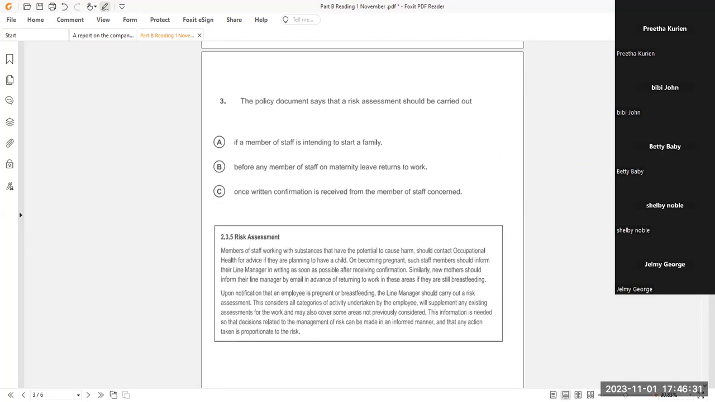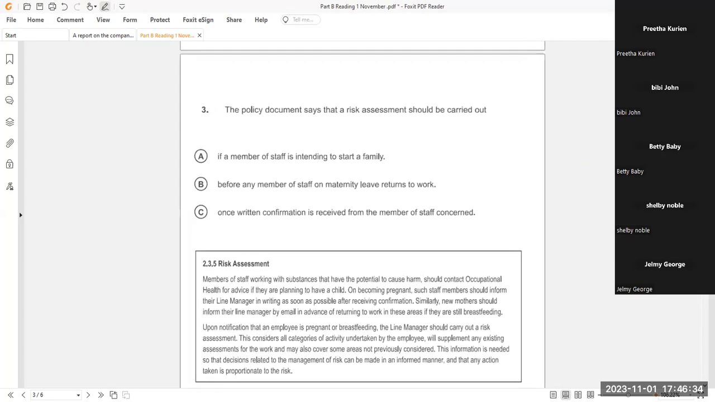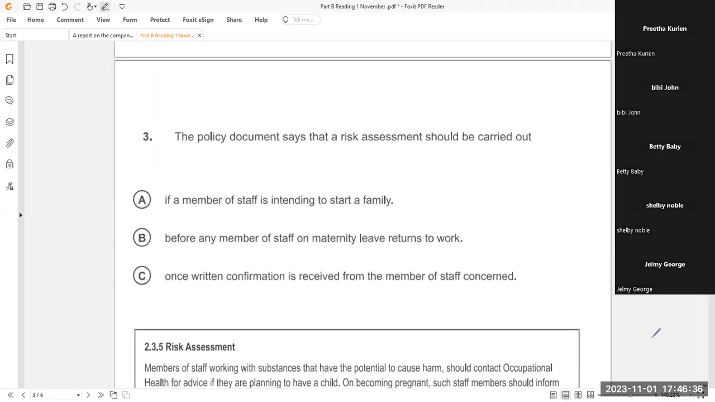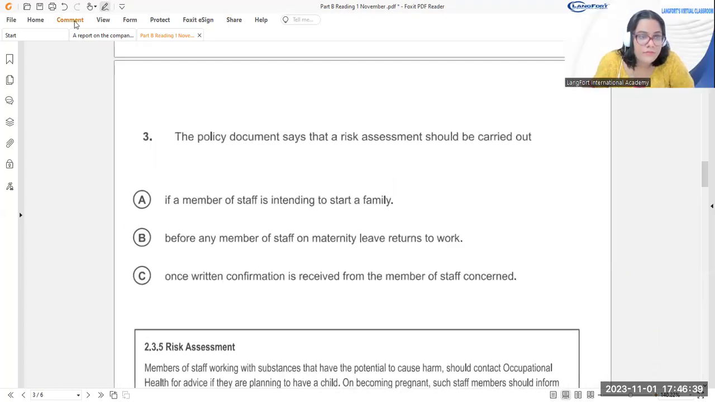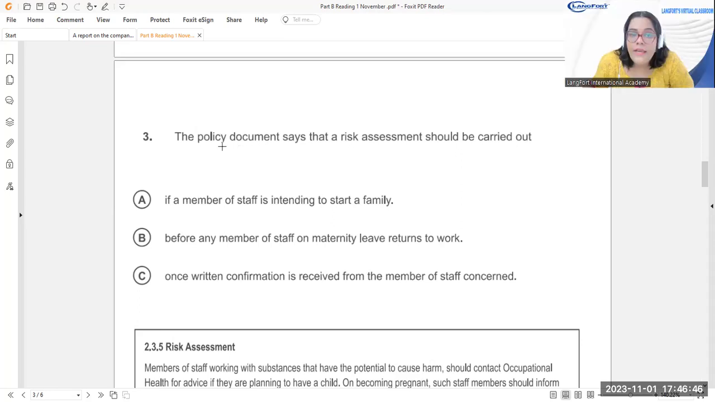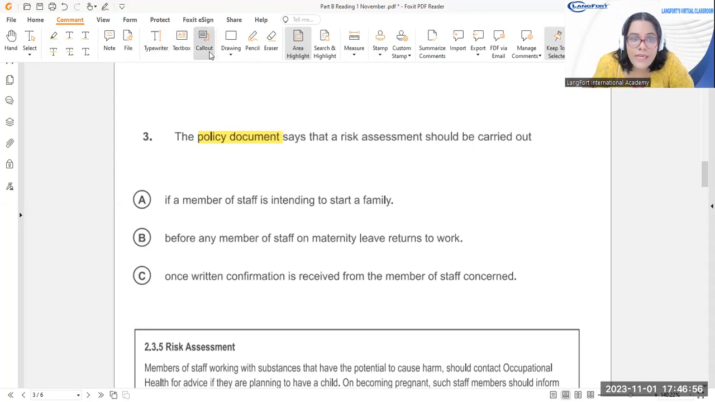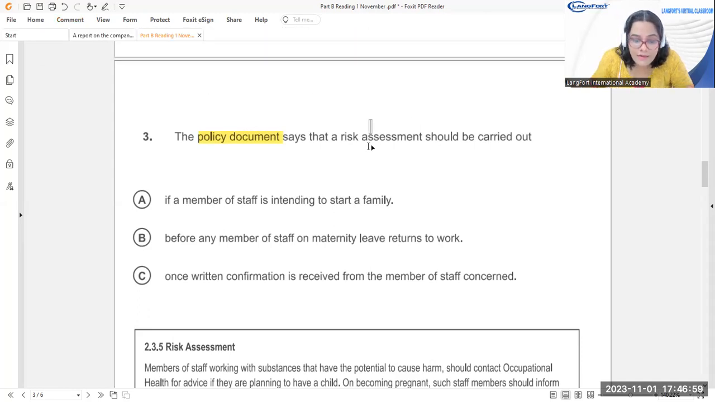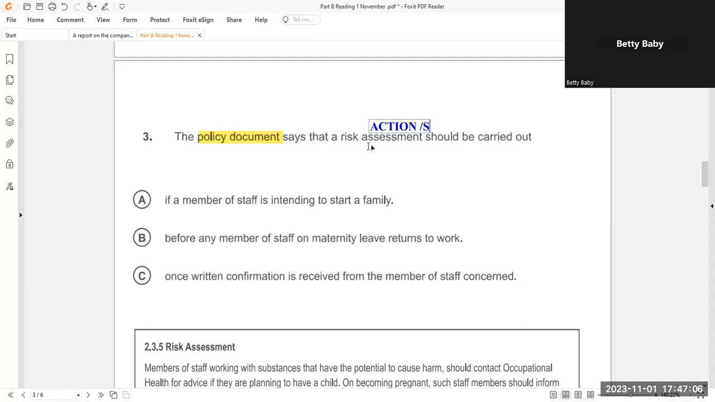Betty, would you mind reading the third question? Let me just zoom in, Betty, so it's visible on your screen with clarity. Yes, Betty, you can read the third question. Okay, ma'am. The policy document says that a risk assessment should be carried out. So we are going to read a policy document which talks about when a risk assessment should be carried out. Here, as you can see, they have given an action or a situation, right? Yes, ma'am. Okay, one second, let me write it down.